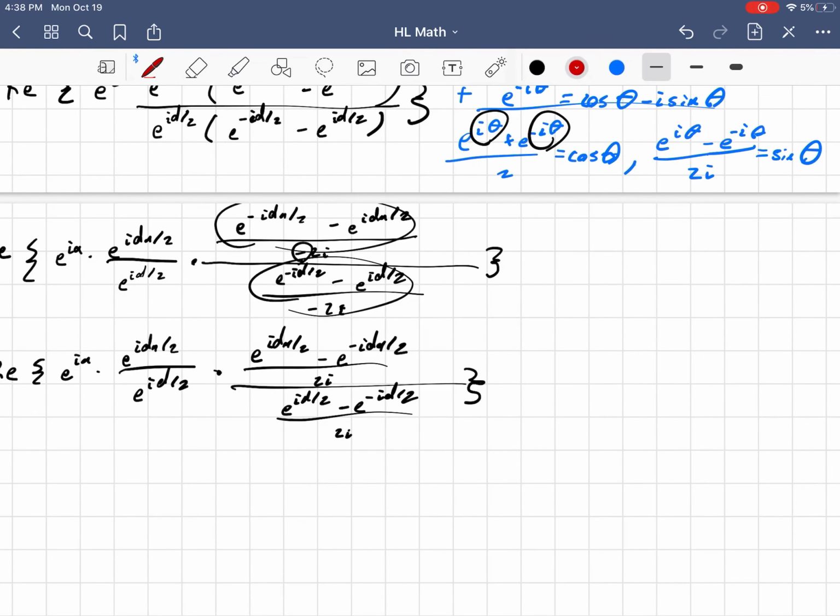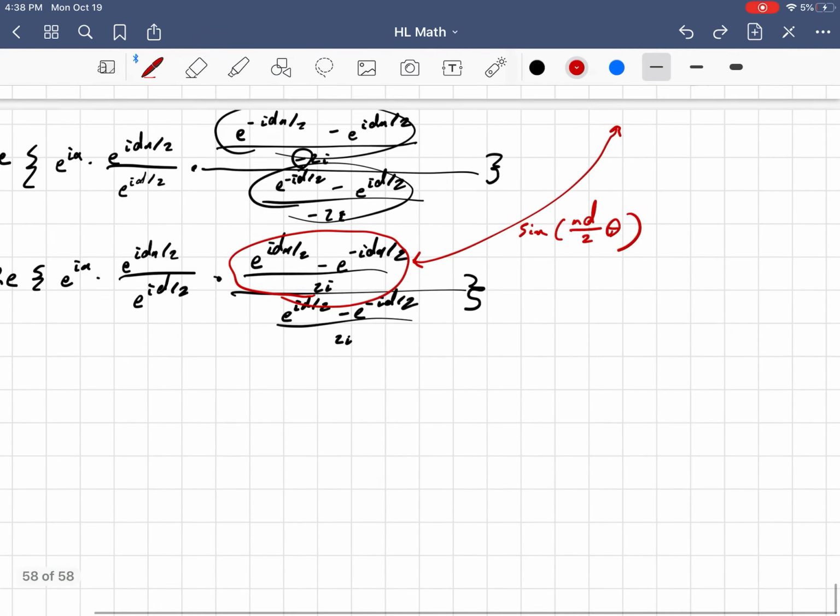This part right here is precisely, if you compare it with this definition up here, sine of nd over 2 theta. Right, and realize that the thetas are actually written in here. I just was lazy and didn't want to write them in because it makes the computations look yucky.